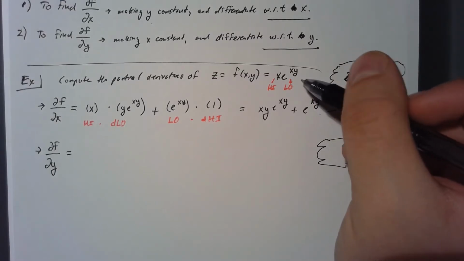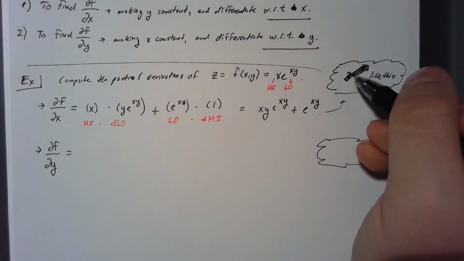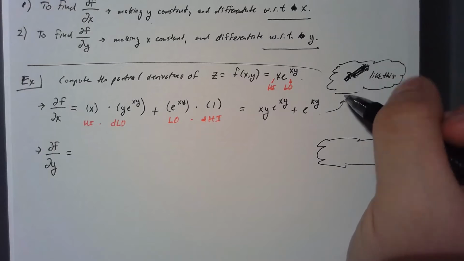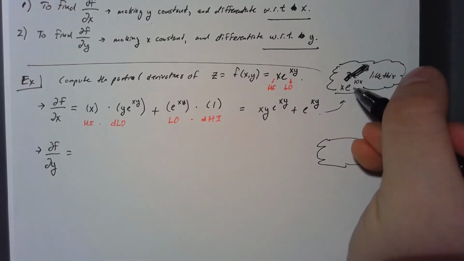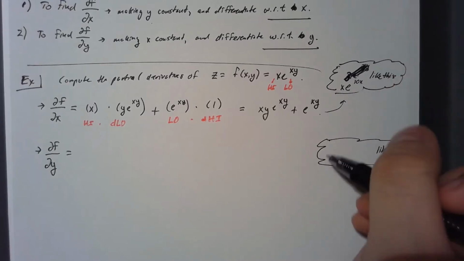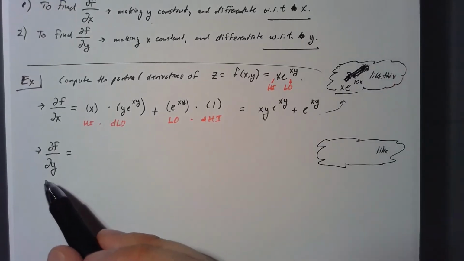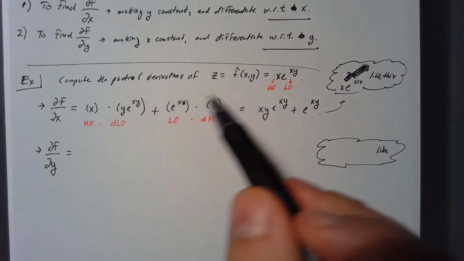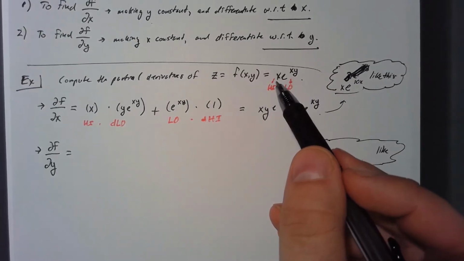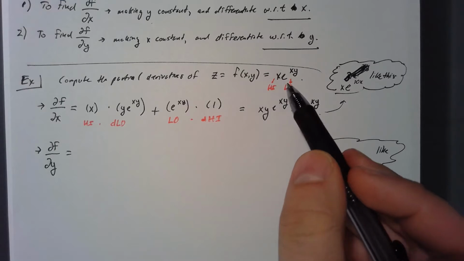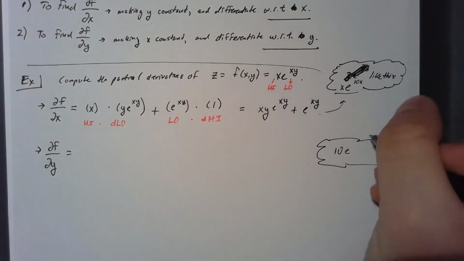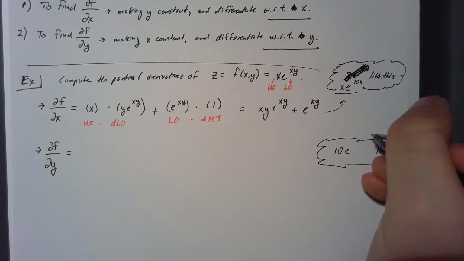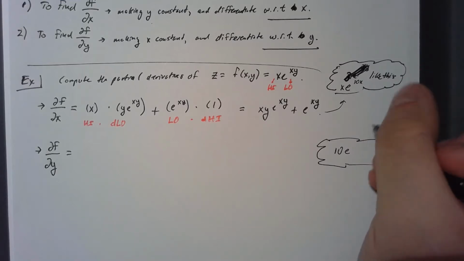So this should have been what? x e to the 10x. Yeah, it should have been something like that. Down here, I'm taking the derivative of y, so that means x is going to be constant here. So this would be something like 10 e to the 10y.